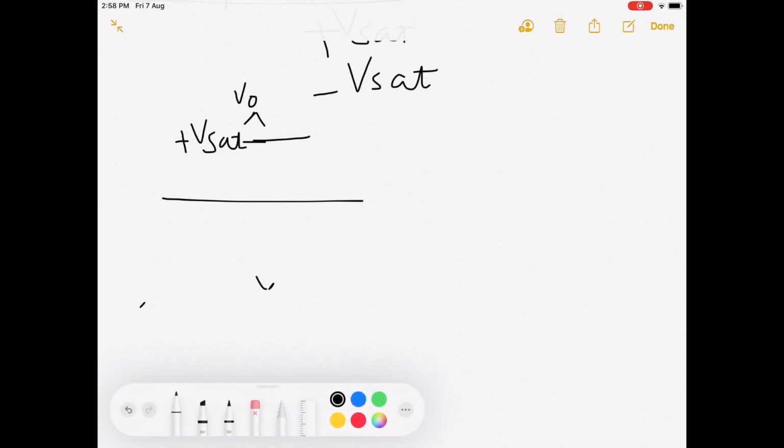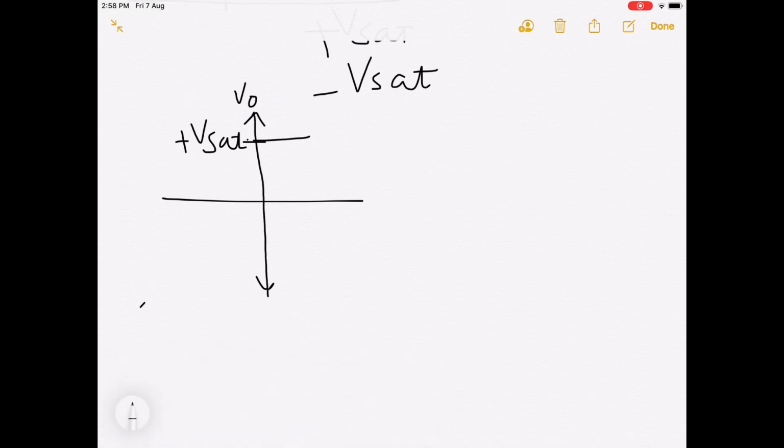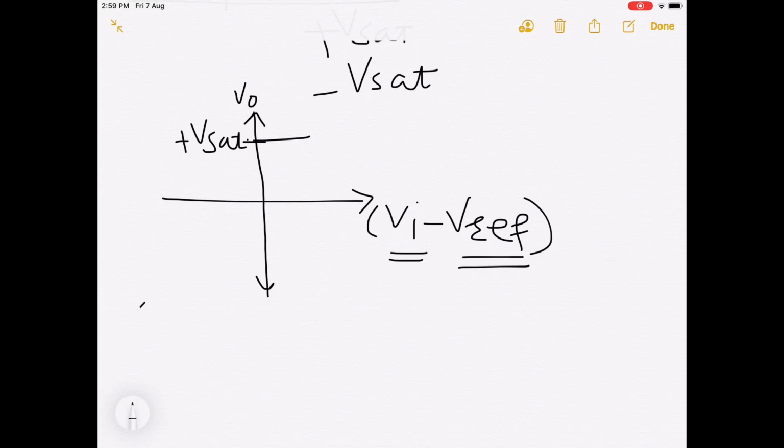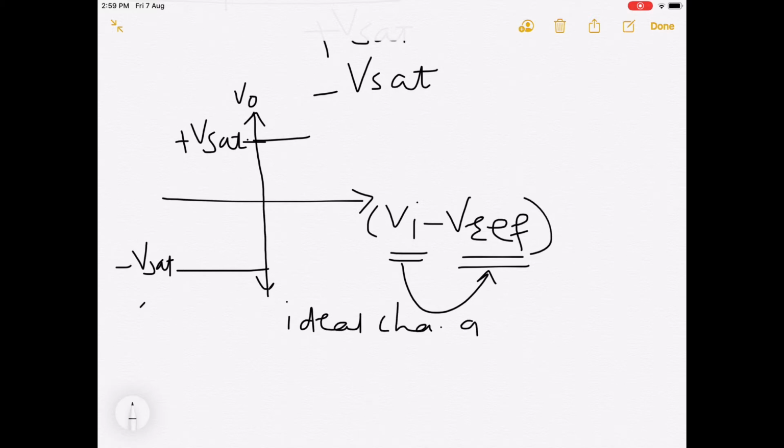Transfer characteristics will be, this is your y axis, this is your x axis. Here we are taking the difference of two applied inputs, one is the variable input, one is the reference input. So we are comparing this Vi with this V reference, and if it is more or less than V reference, then the output state changes. Here it will be either plus Vsat or minus Vsat. These are the ideal transfer characteristics of a comparator.